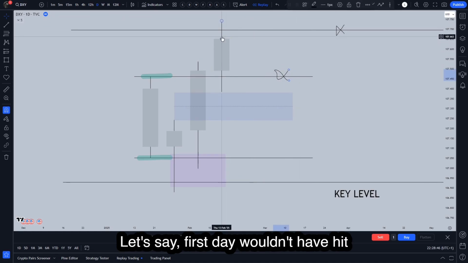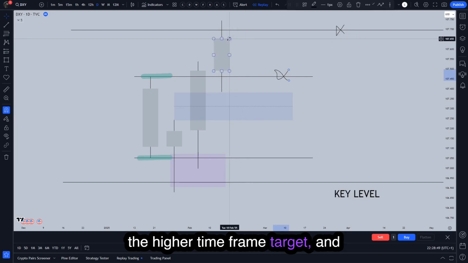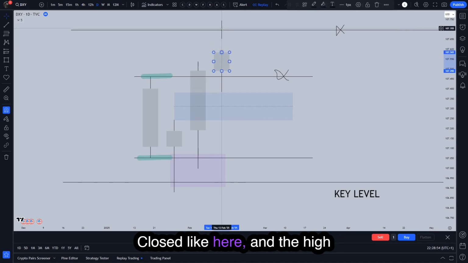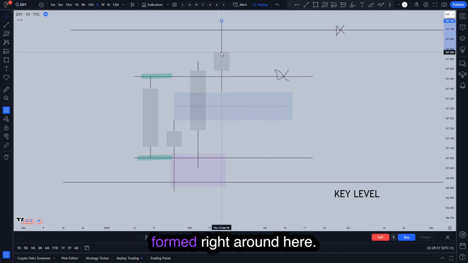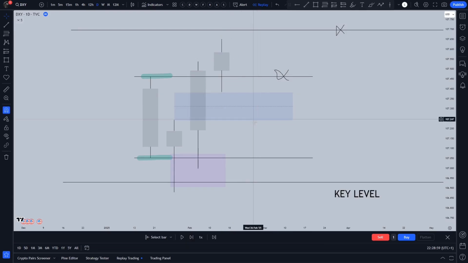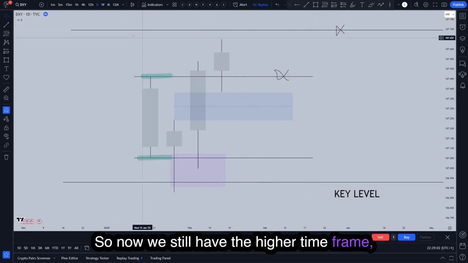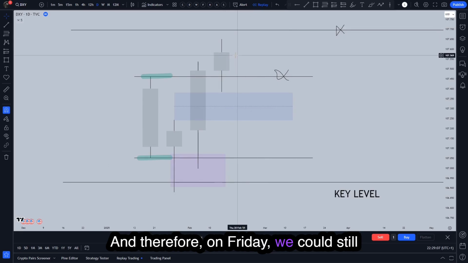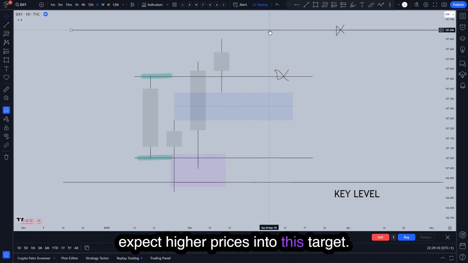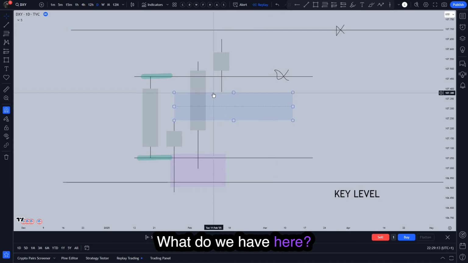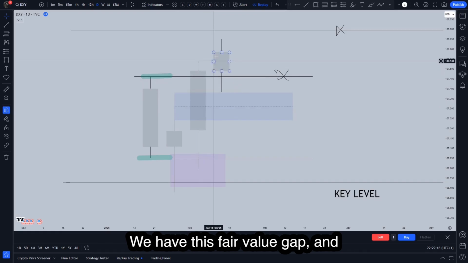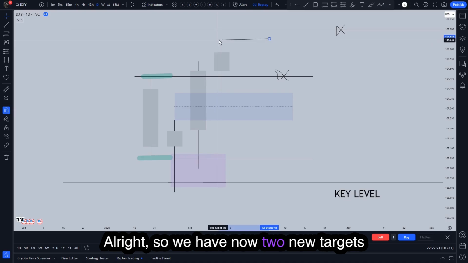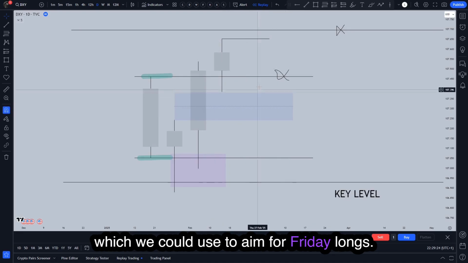Let's say Thursday wouldn't have hit the higher time frame target, and let's say the daily candle would have closed something like that, right? It closed like here, and the high formed right around here. So now we still have the higher time frame buy-side liquidity pool being intact, right? And therefore, on Friday, we could still expect higher prices into this target. What do we have here? We have this fair value gap, and we have the previous day's high, right? So we have now two new targets which you could use to aim for Friday longs.